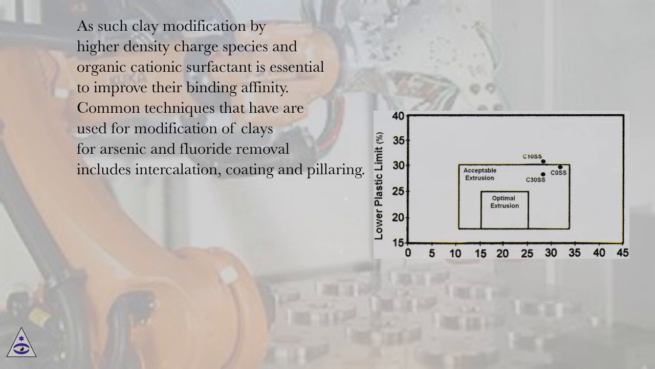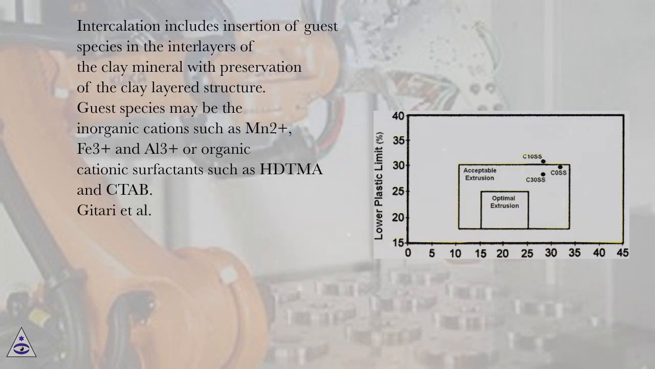Common techniques that are used for modification of clays for arsenic and fluoride removal include intercalation, coating and pillaring. Intercalation includes insertion of guest species in the interlayers of the clay mineral with preservation of the clay layered structure. Guest species may be the inorganic cations such as Mn2+, Fe3+, and Al3+, or organic cationic surfactants such as IMA and CAB.